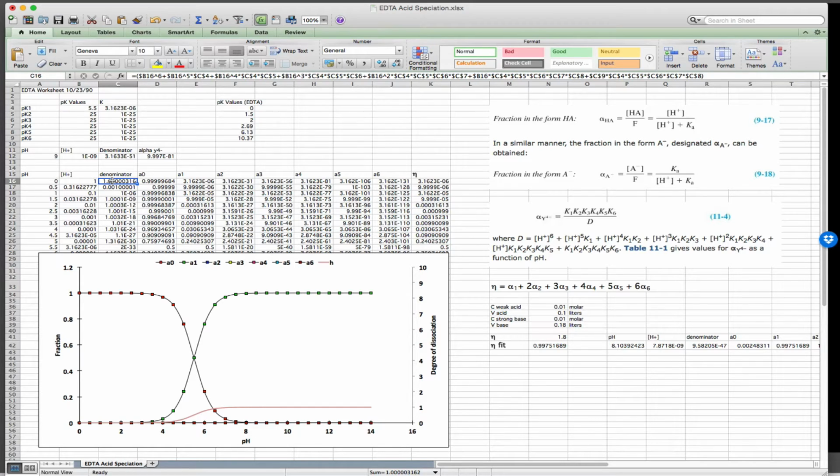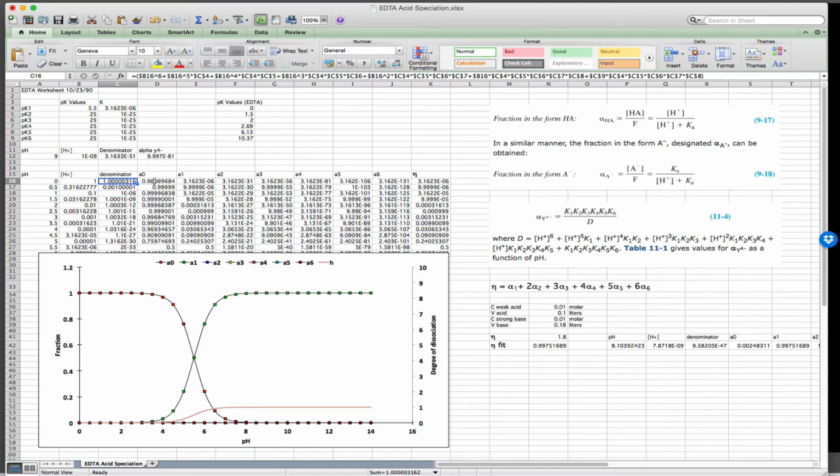So the denominator comes from equation 11-4, and it's H plus to the 6th plus H plus to the 5th K1 plus H plus to the 4th K1, K2, etc., all the way out to K1, K2, K3, K4, K5, and K6. Notice I've used the dollar signs in front of the cell references so that I can fill down easily.